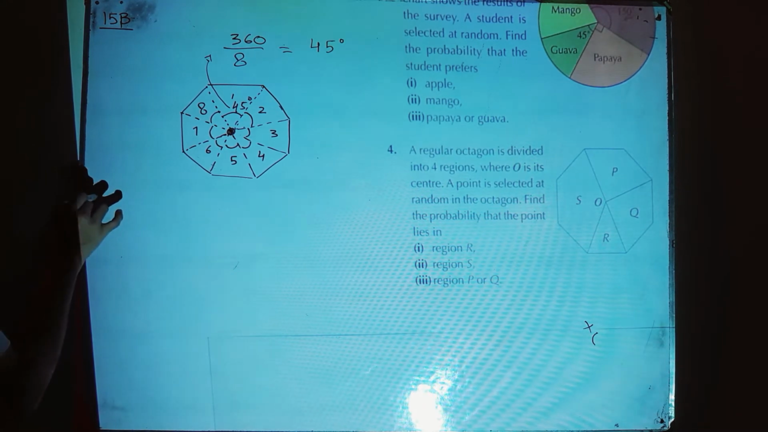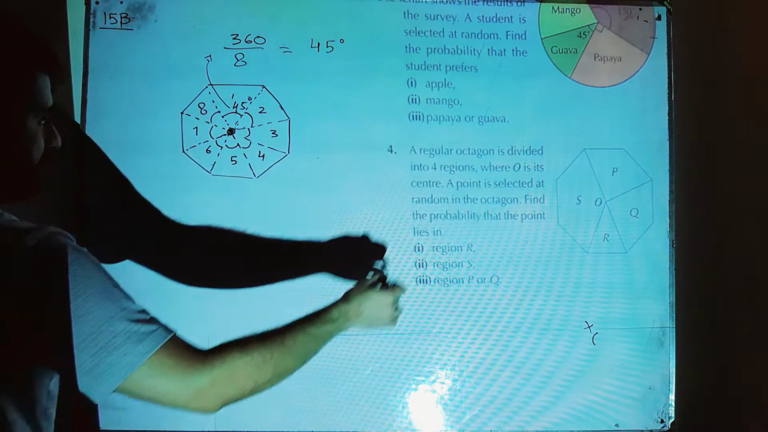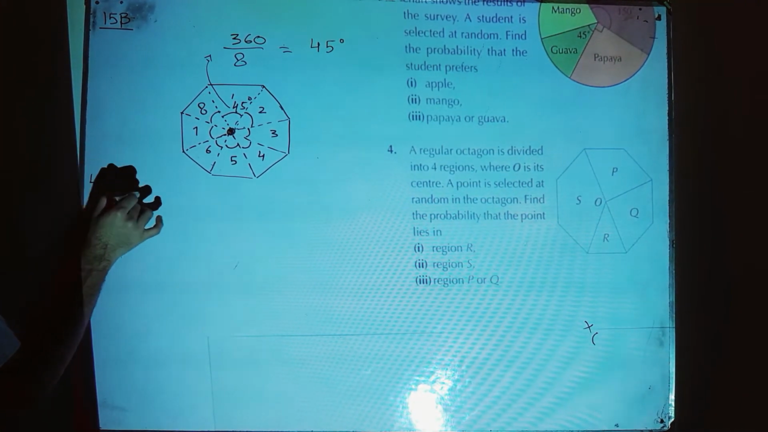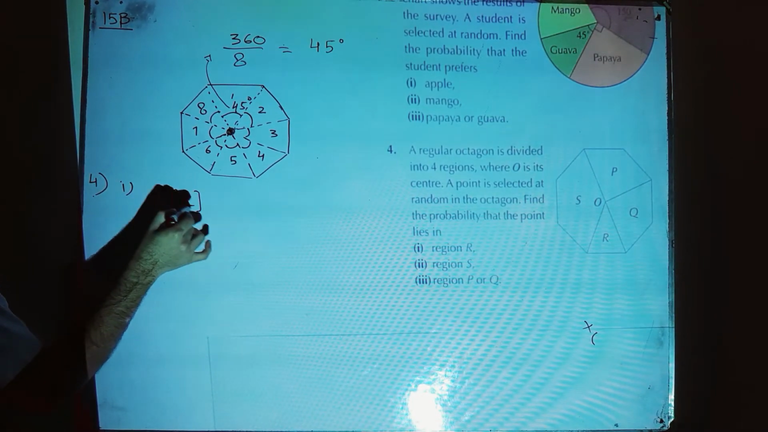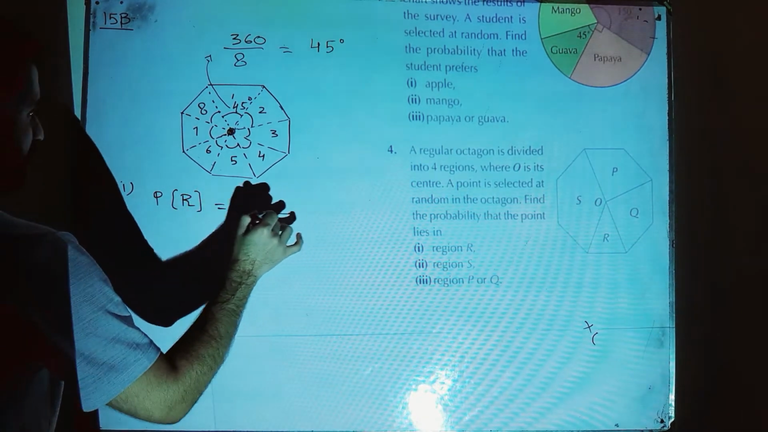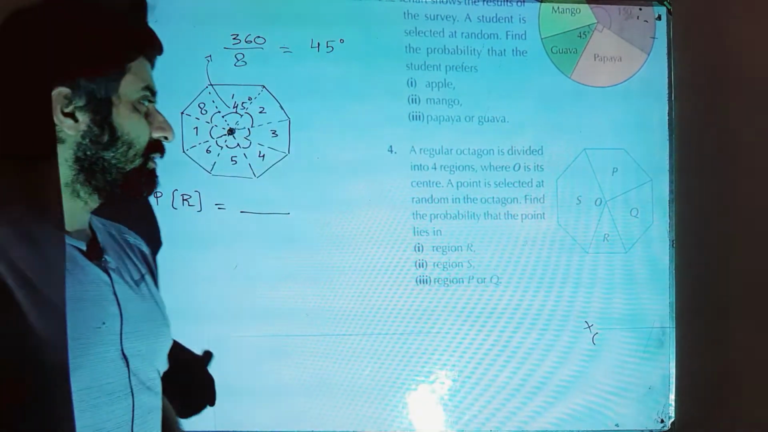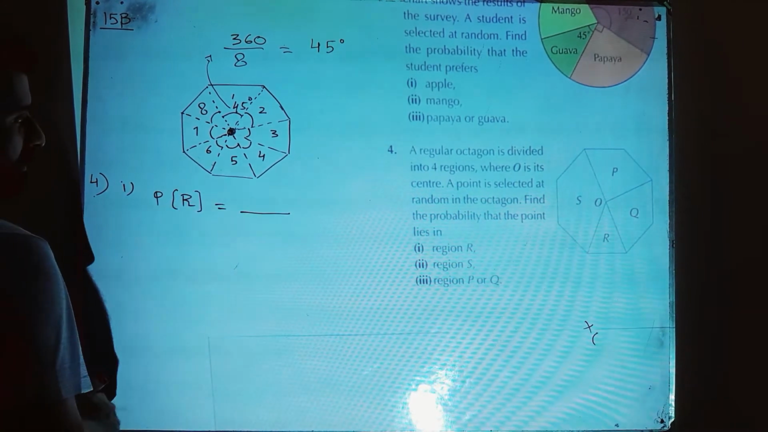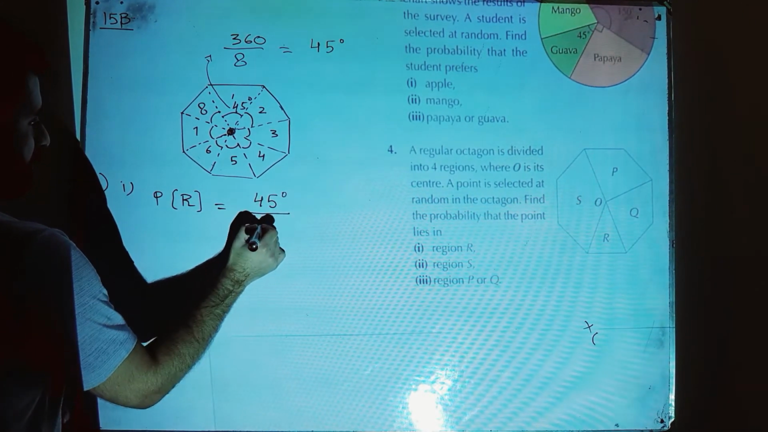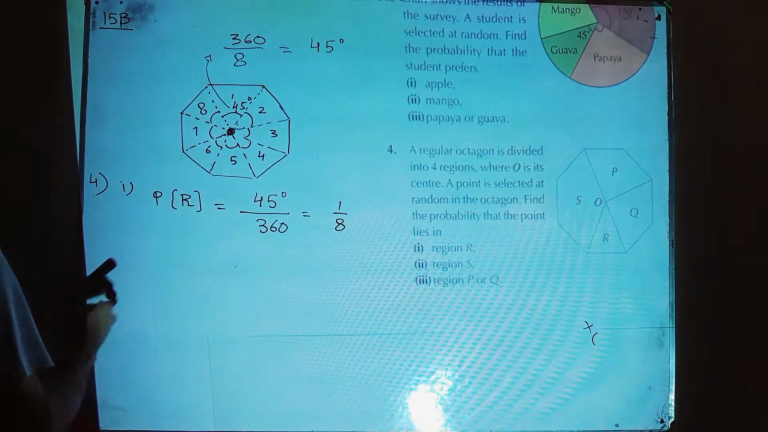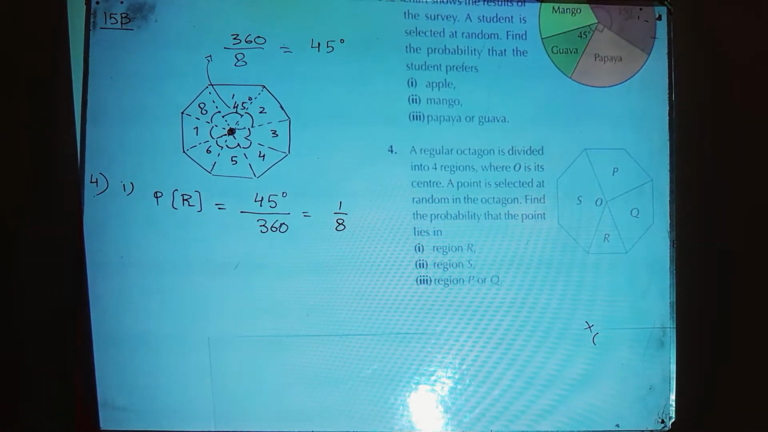Now coming back to my question, what is the probability that your point, when you choose a point at random in this regular octagon, lies in the region R? Question number 4, part 1, probability of having your point in the region R. Then you must know the angle for the region R. That represents a single sector. So the angle for one sector is 45 out of the total angle 360, and that is 1 by 8.